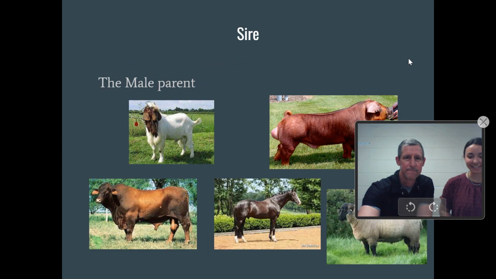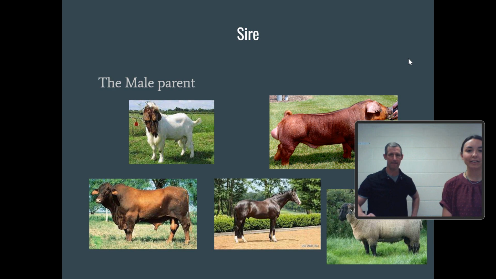A pedigree is also known as registration papers. So sire is the male parent. You can see all the pictures up there. We have some goats, sheep, pigs, horses, and those are all the male parent, but they are known as a sire. So on your pedigree papers, if you had your pig and you were looking to see who the male parent was, you would look for the term sire.